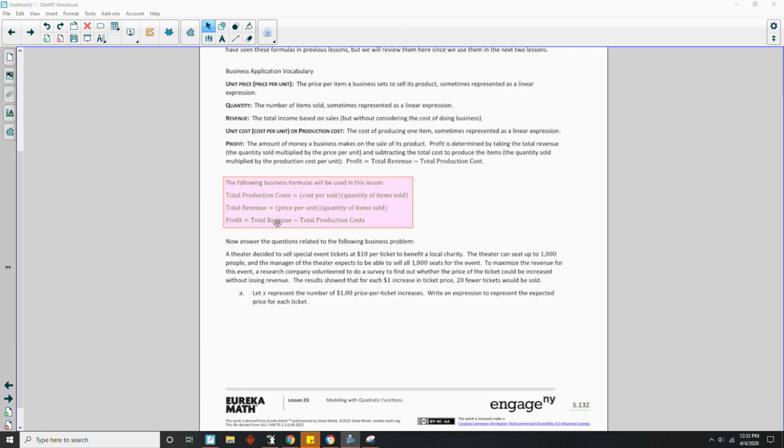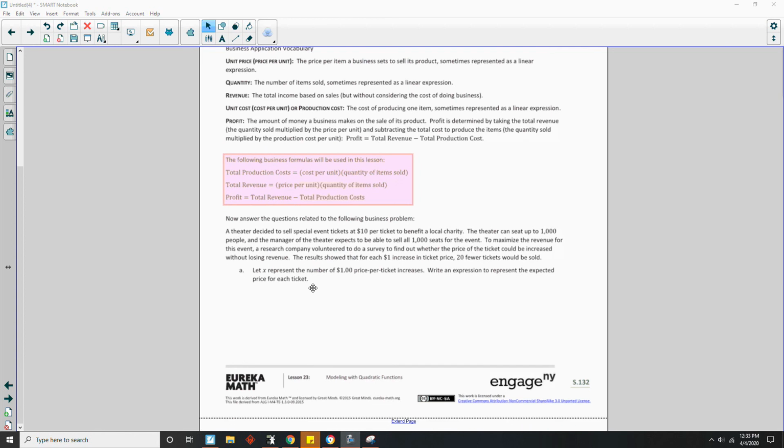Okay, so assuming that you've read that, I have highlighted the formulas we're going to use here. Now let's answer the questions related to the following business problem. A theater decided to sell special event tickets at $10 per ticket to benefit a local charity. The theater can seat up to 1,000 people, and the manager expects to sell all 1,000 seats for the event to maximize revenue. A research company volunteered to do a survey to find out whether the price of the ticket could be increased without losing revenue. The results showed that for each dollar increase in the ticket price, 20 fewer tickets would be sold.